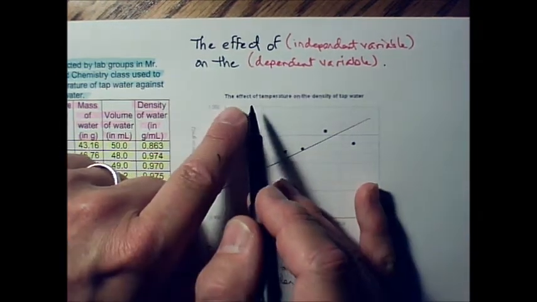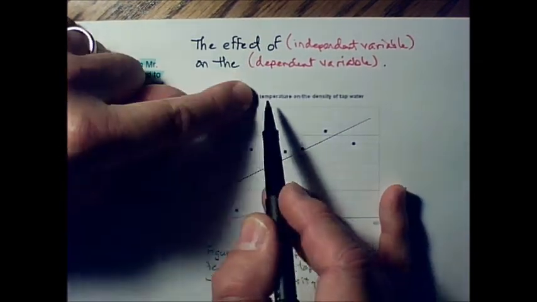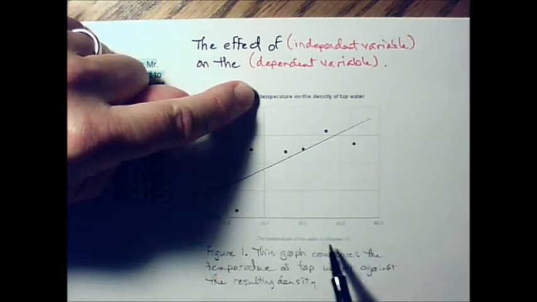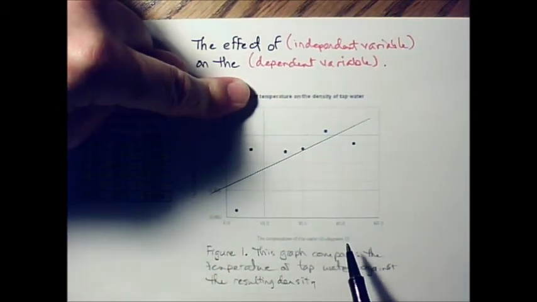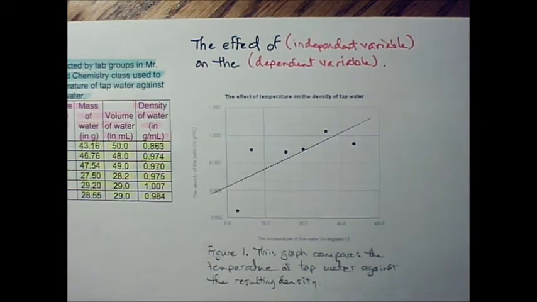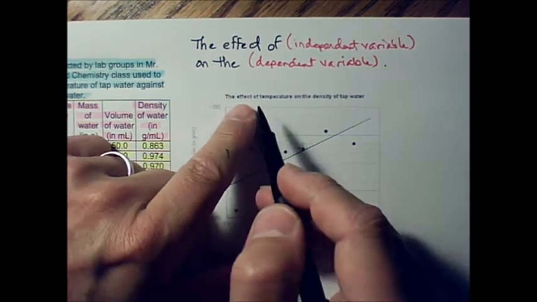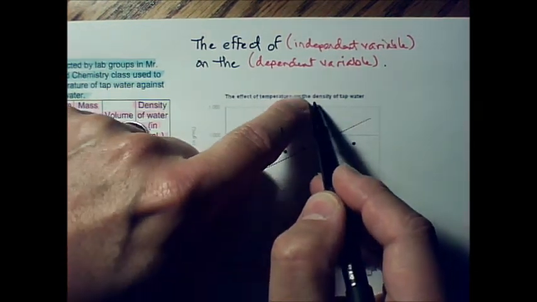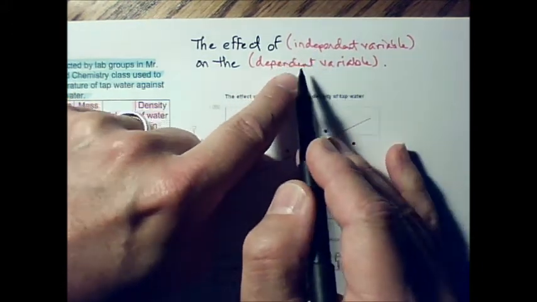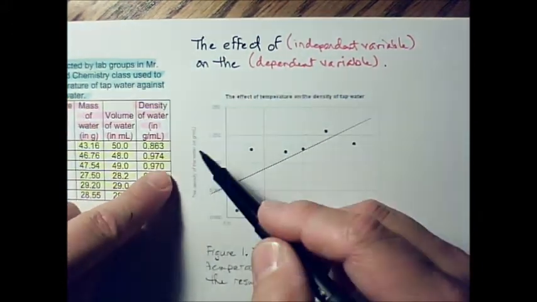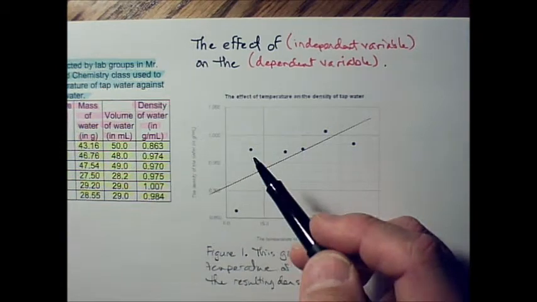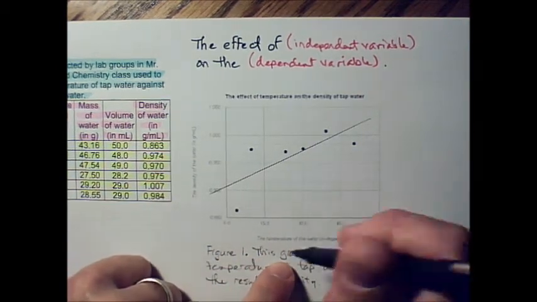Alright, so notice I've done that with the title. The effect of, and so this word temperature is what I have on the x-axis, and the x-axis is where you always put the independent variable. Okay? The effect of temperature on the density of tap water. Density of tap water is the dependent variable. I always put the dependent variable on the y-axis. The independent variable, remember, is what you change.